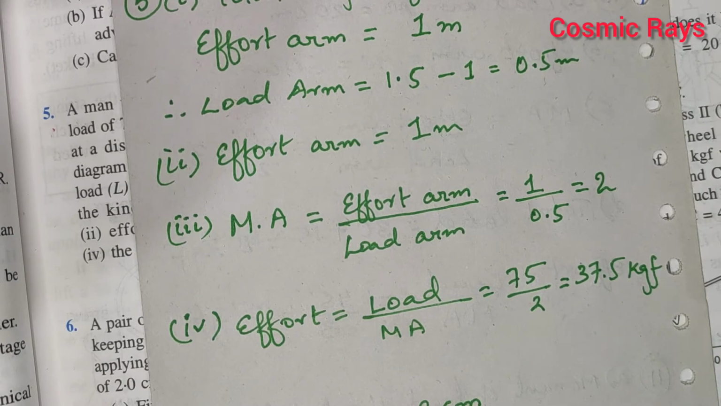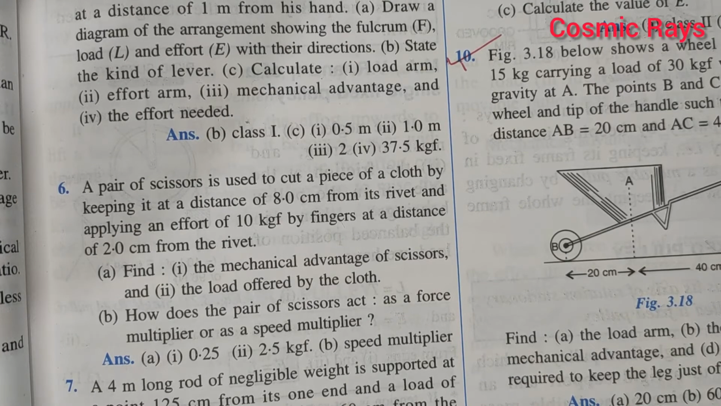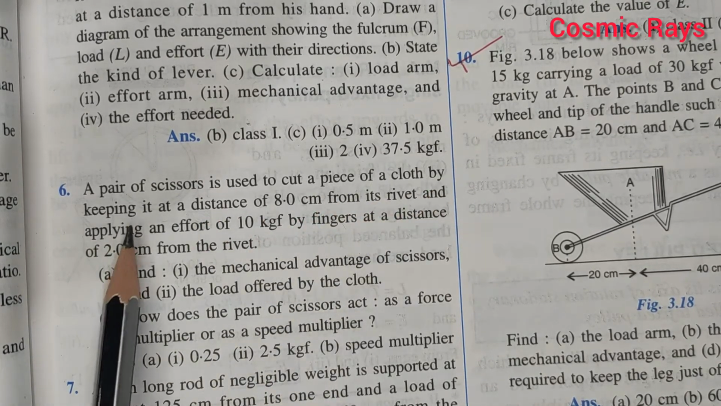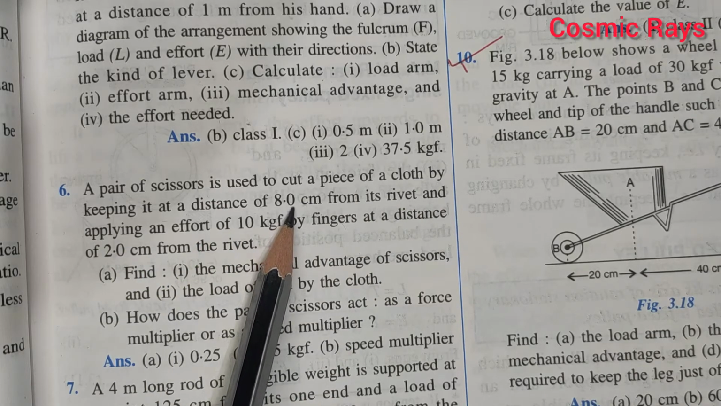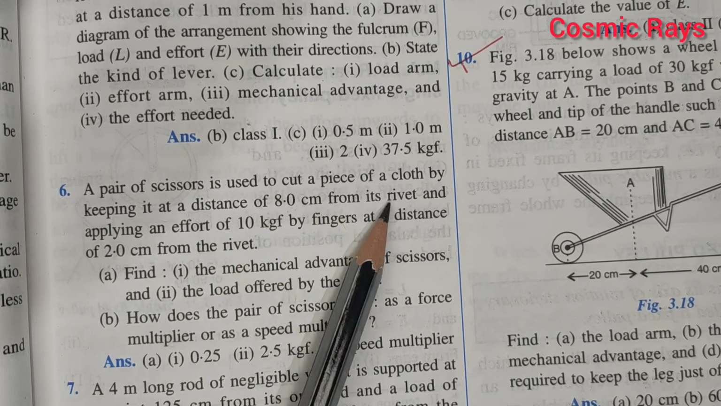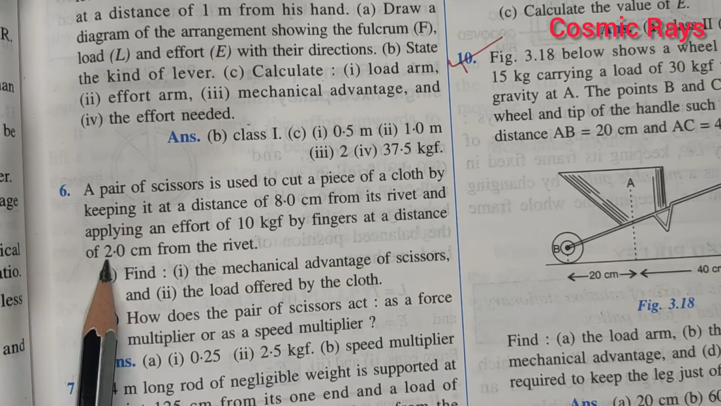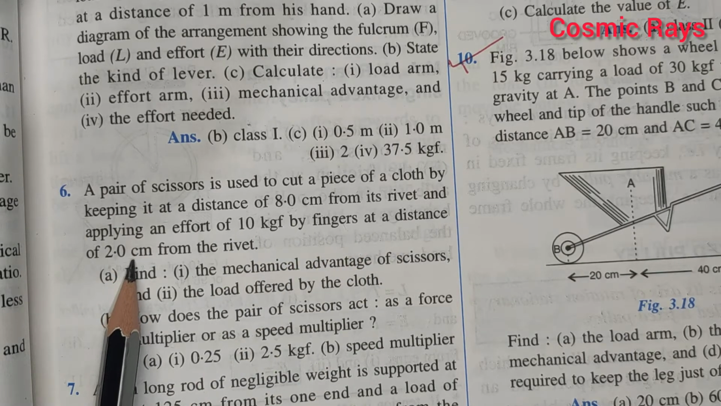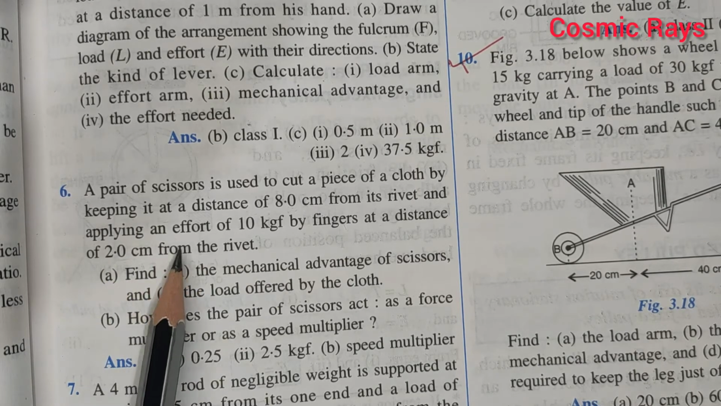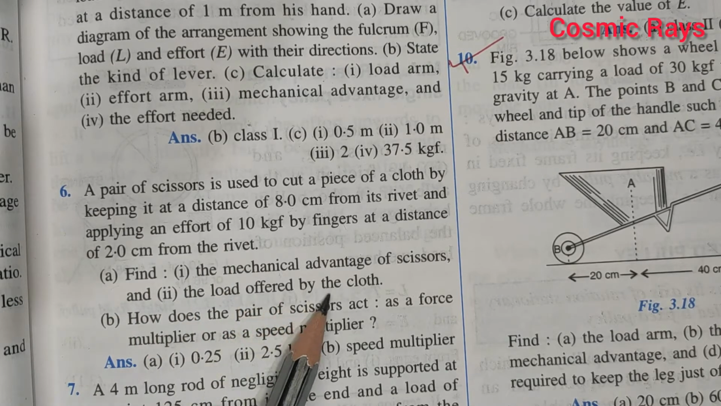Let's take a look at the next question, that is question number 6. It says a pair of scissors is used to cut a piece of cloth by keeping it at a distance of 8.0 centimeter. So load arm is 8 centimeter from its rivet and applying an effort of 10 kgf by fingers at a distance of 2 centimeter. So effort arm is 2 centimeter from the rivet. We have to find the mechanical advantage of the scissor, the load offered by the cloth.